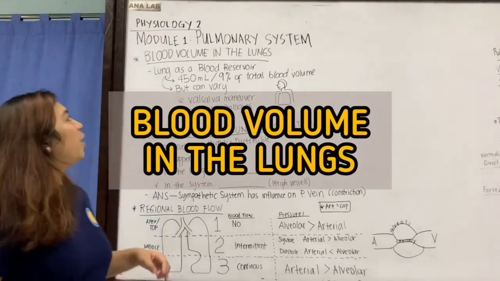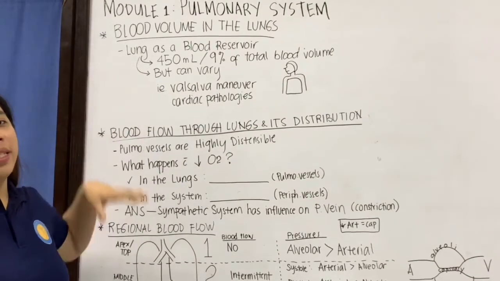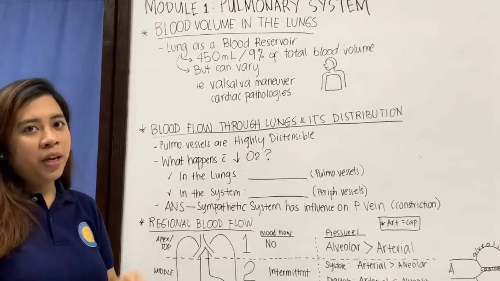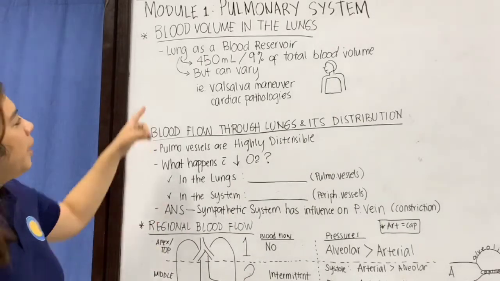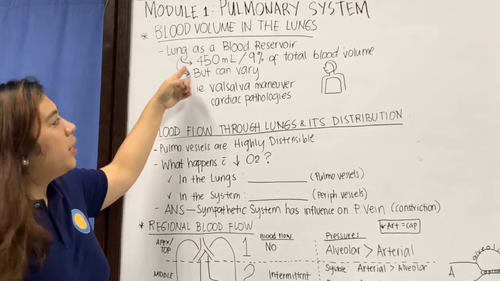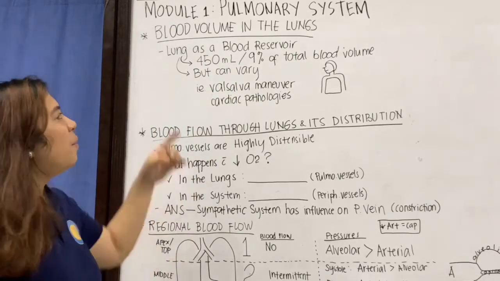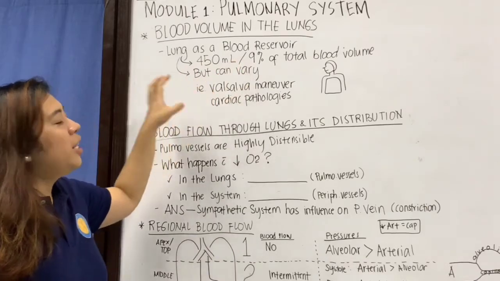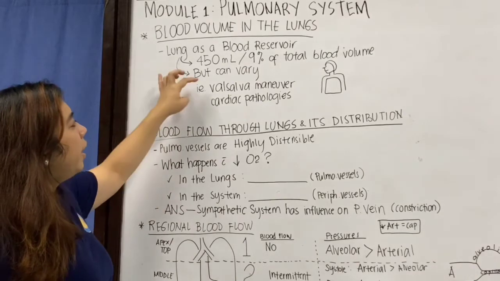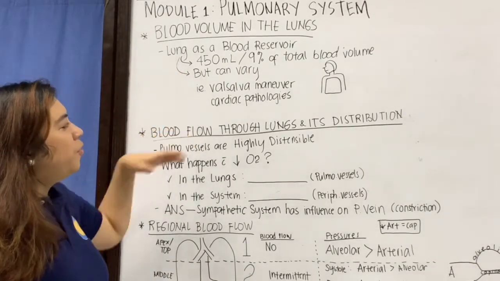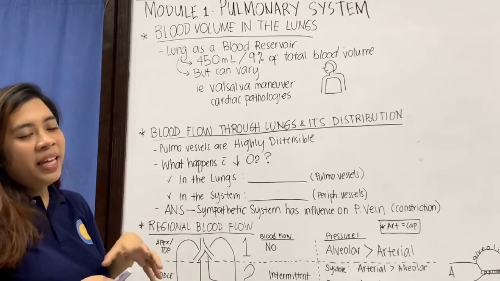Okay, now let's talk about blood volume inside the lungs. So as you know, blood flows through the vessels found in your lungs. Right, you have your pulmonary circulation. Okay, so the lungs can also serve as a blood reservoir because approximately 450 ml, or that is 9% of the total blood volume in your body, passes through your lungs. Meaning, that amount, that percent, is found in your pulmonary vessels at any given time. Okay? But that amount can vary depending on some physiological causes or some pathological causes. It can decrease or it can increase.